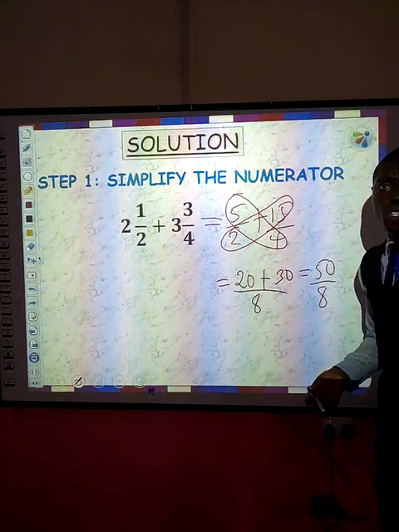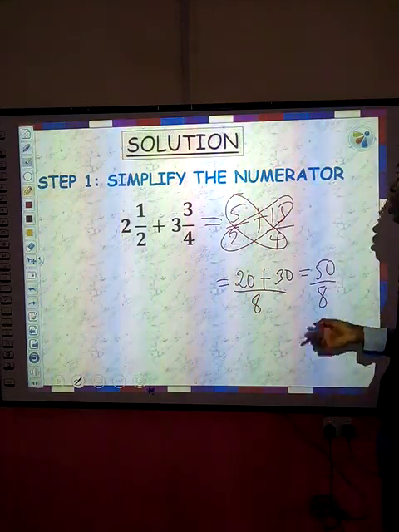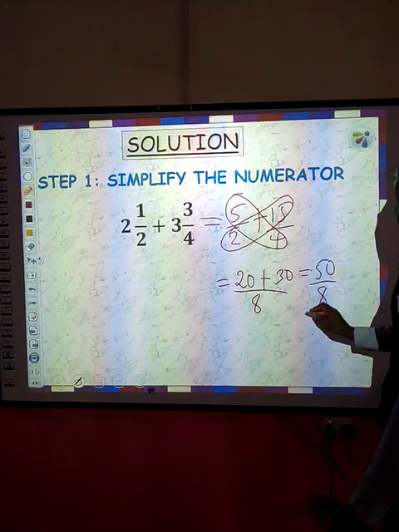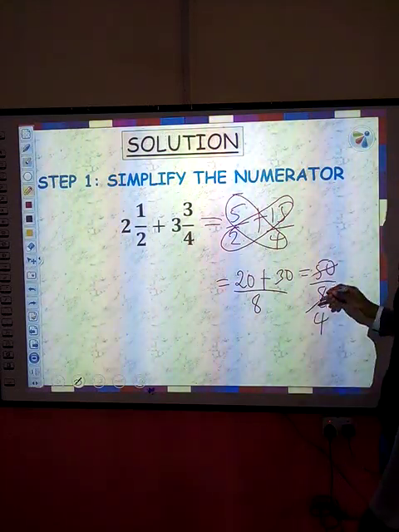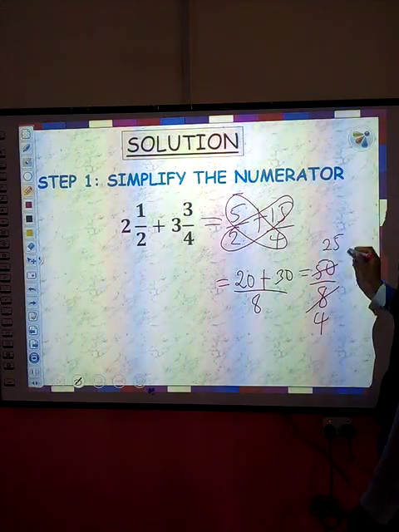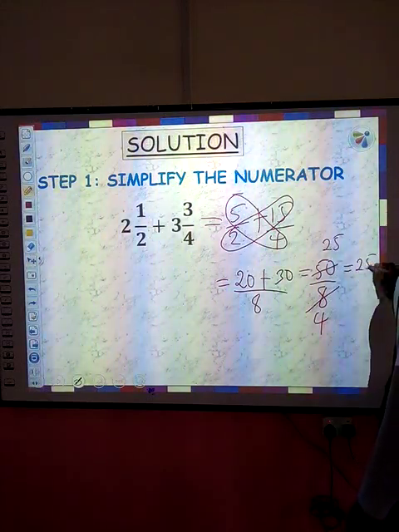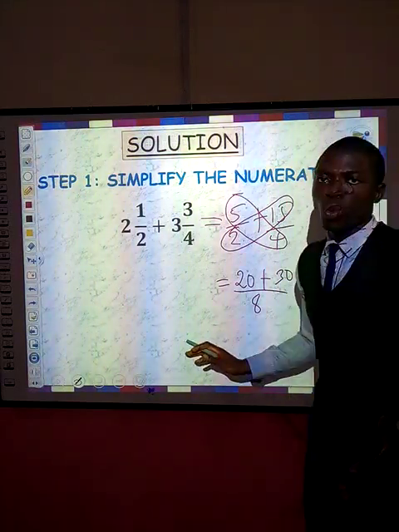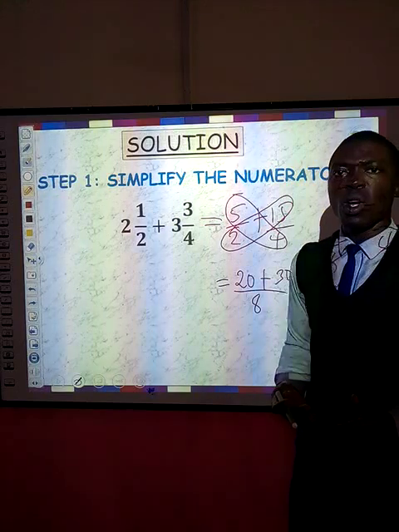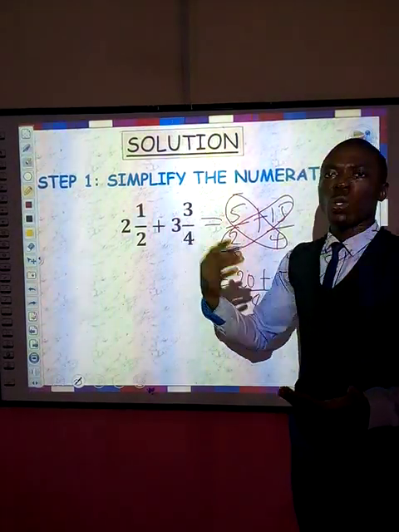So if you add 20 to 30, this will give you 50 all over 8. So if you want to reduce it a little, you can do that. Maybe the reduction will now be 2 in 8, you're going to get 4. 2 inside of 50, you're going to get 25. That means that the numerator has been simplified to 25 all over 4. So you can leave the numerator this way first, and then you handle the denominator. When you are done, you place the answer of the numerator by the denominator.